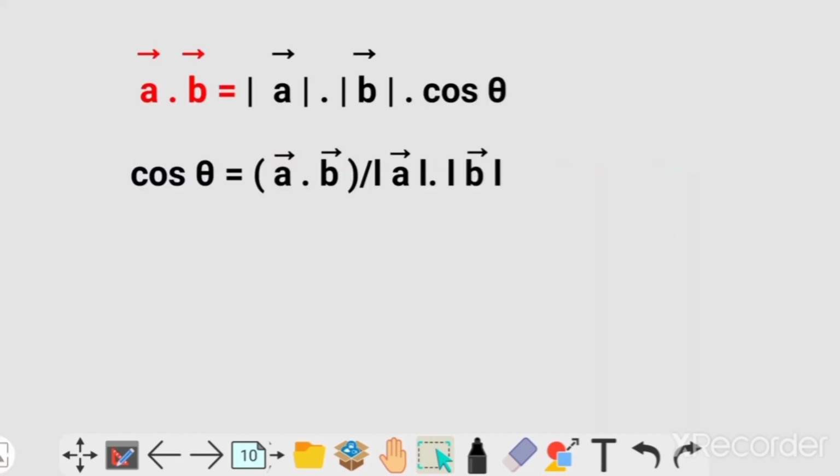To find the angle between two vectors, we need to know about the dot product. If you don't know what the dot product is, then go and check out my previous video. Link will be in the description box.